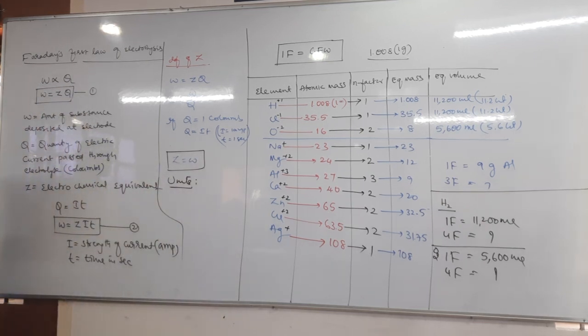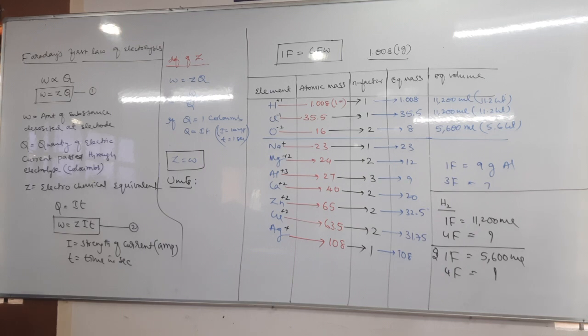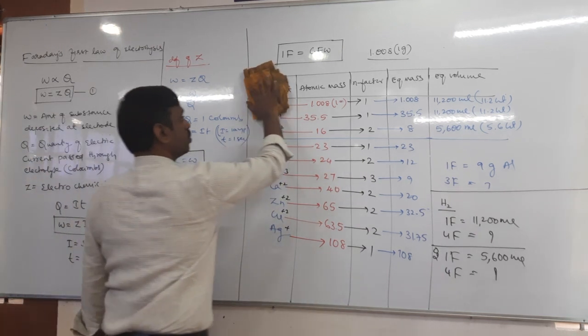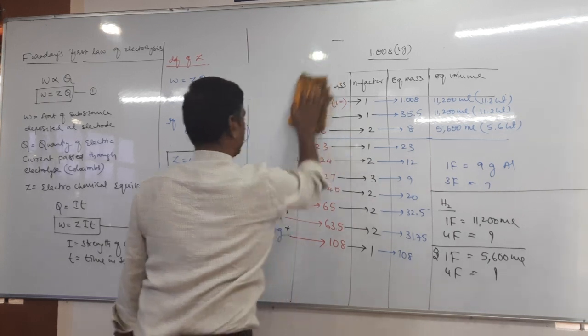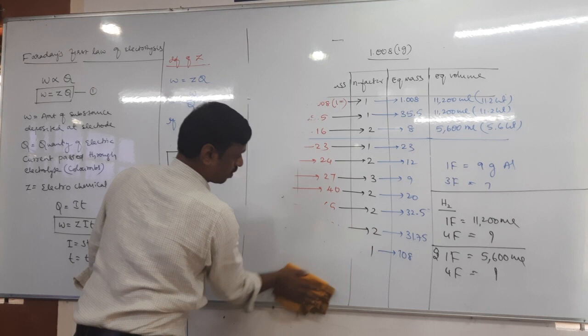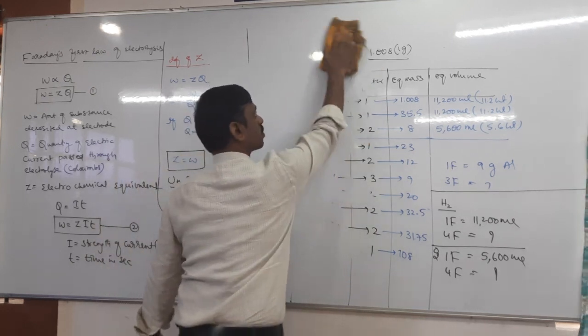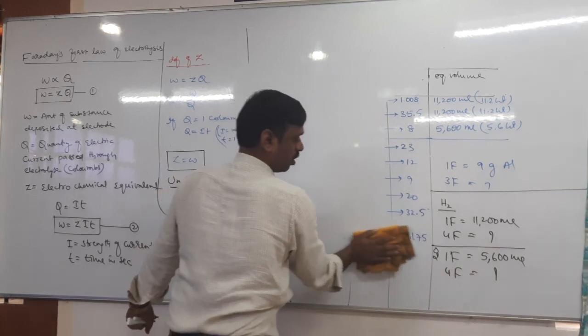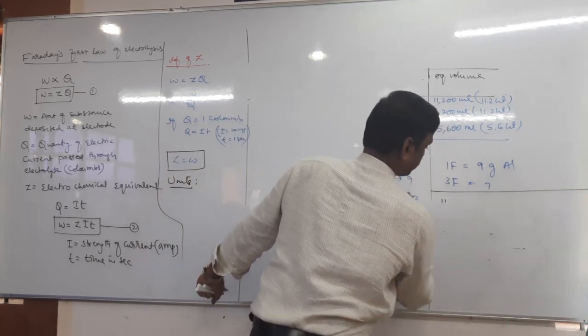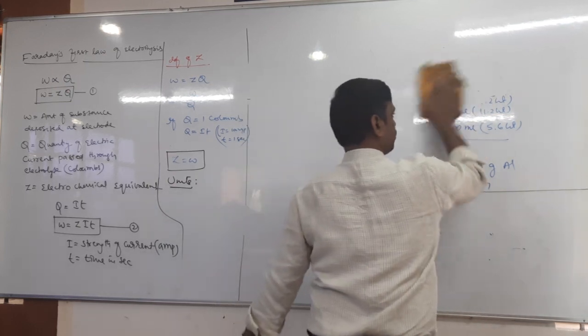It is defined as the amount of substance deposited or liberated at the electrode when 1 ampere current is passed for how many seconds? 1 second.